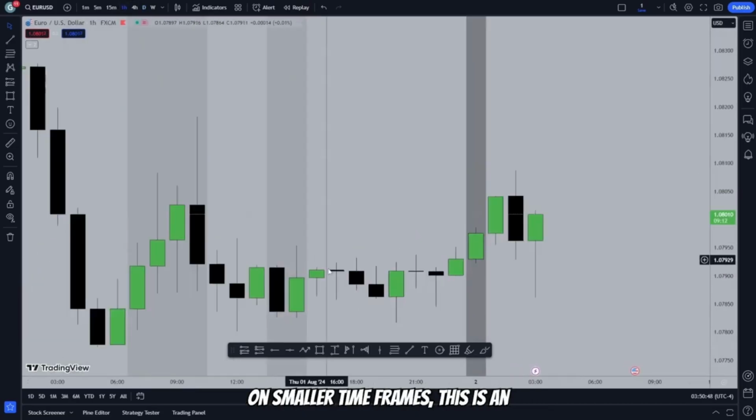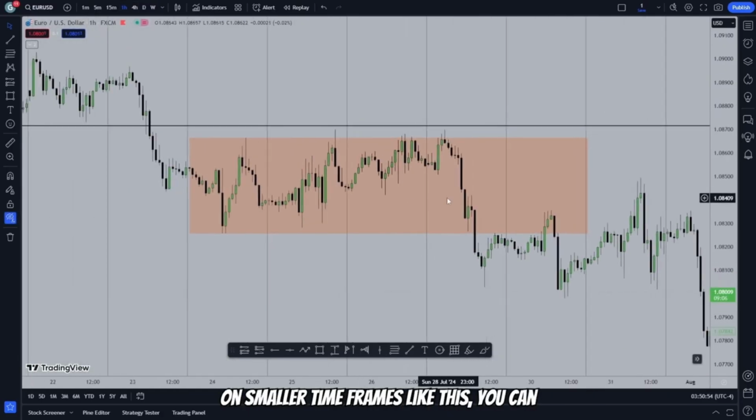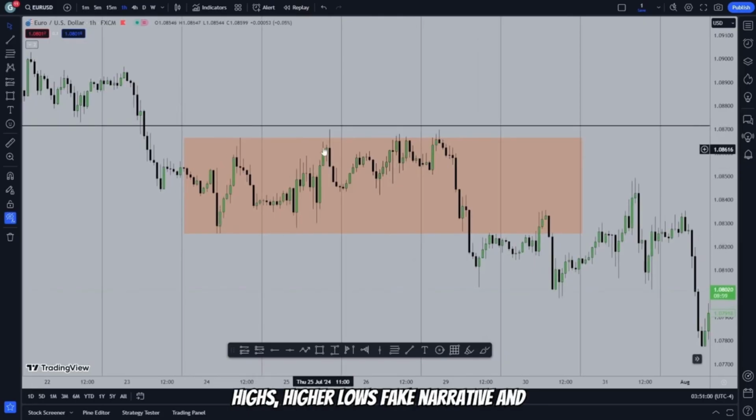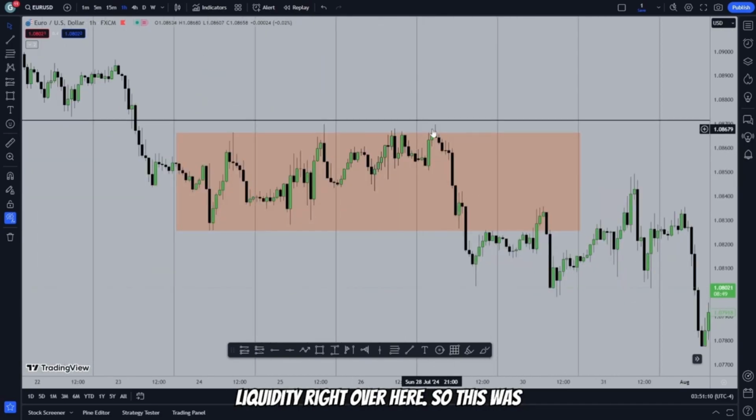And if you go on smaller time frames, this is an indicator for time period. So when you go on smaller time frames like this, you can see that price created this higher highs, higher lows fake narrative, and then it went up and took this high over here. And we know that it's a three relation theory, and price has taken the liquidity right over here. So this was the great selling point over here. Okay, so this was the opportunity, because what I told you, we will not look for buys.